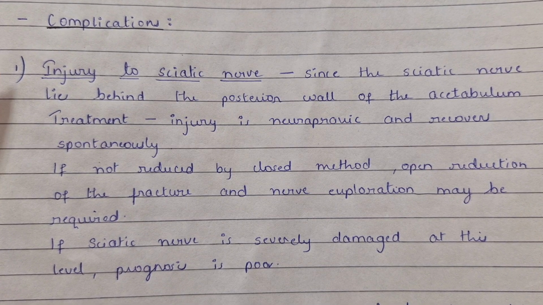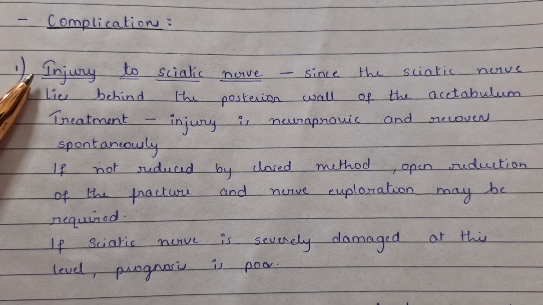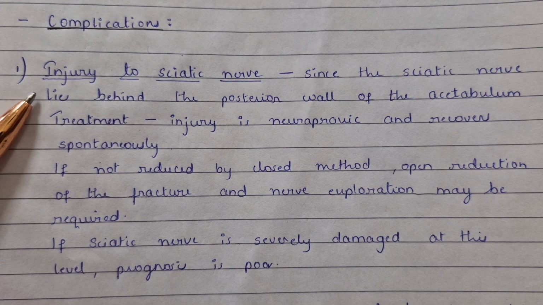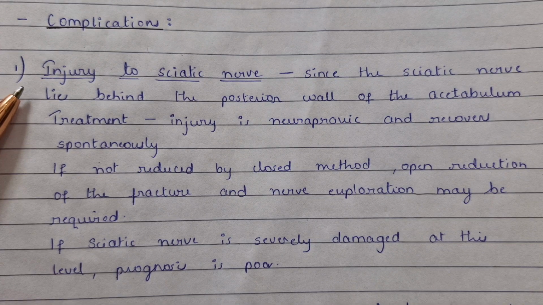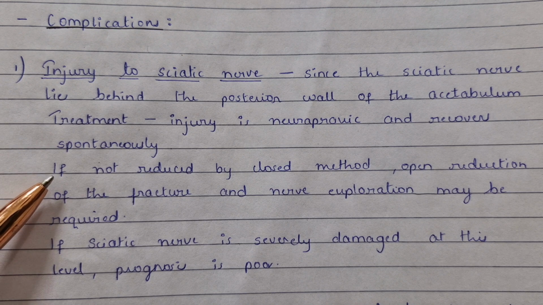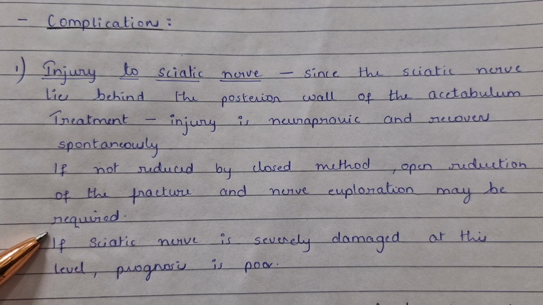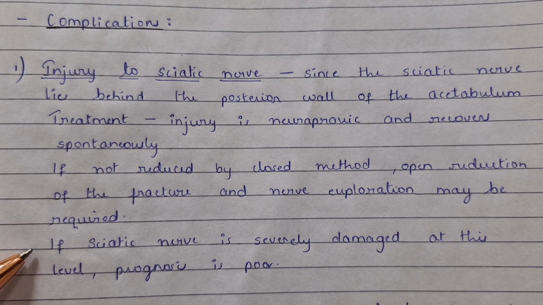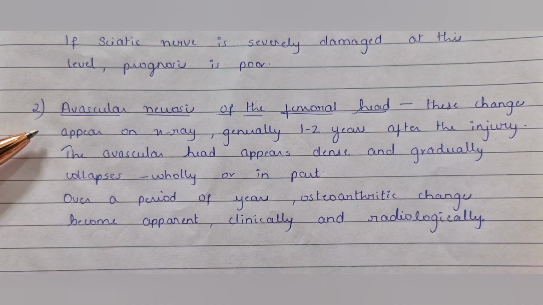Complications of posterior dislocation of the hip. Injury to the sciatic nerve, since the sciatic nerve lies behind the posterior wall of the acetabulum. Since the injury is neuropraxic, it recovers spontaneously. If not reduced by closed method, open reduction of the fracture and nerve exploration may be required. If the sciatic nerve is severely damaged at this level, prognosis is poor.